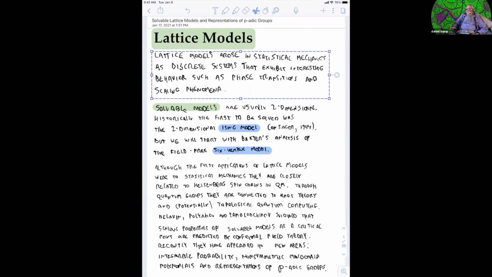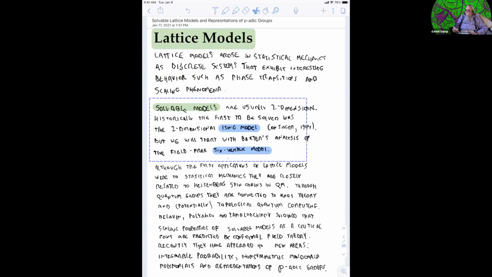They're systems like structures of spins on lattices that, in the ones that we're interested in, will usually be two-dimensional. And they potentially exhibit behavior such as phase transitions and scaling phenomena. So they first appeared in statistical mechanics.